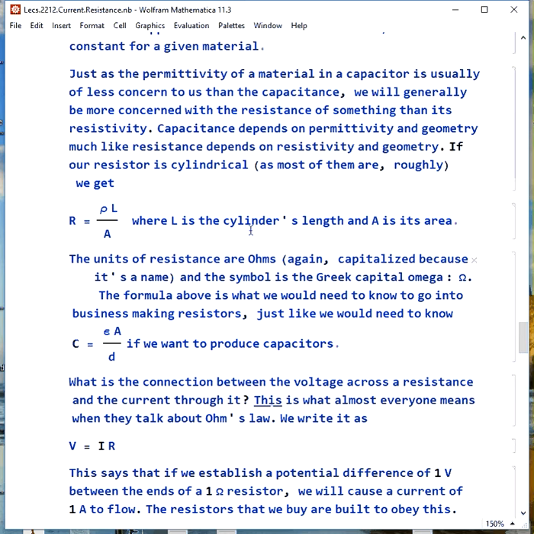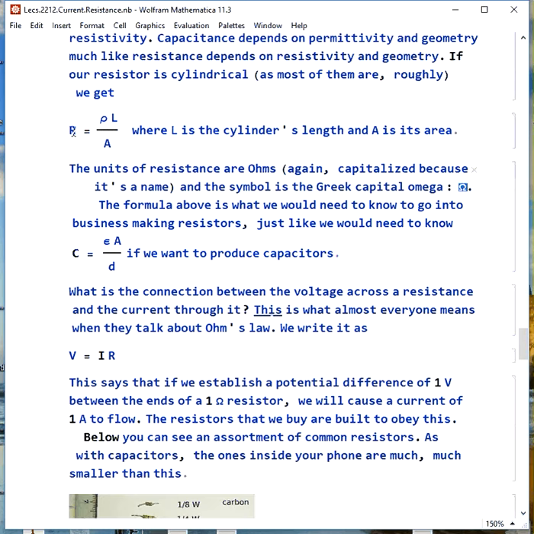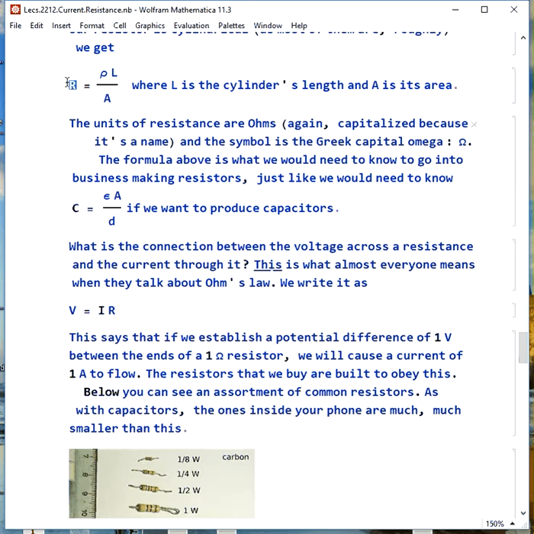We're going to assume our resistor is cylindrical because that's a very common form factor for them. And our formula is the resistance R is ρ times L over A. L is the length of the cylinder, A is its area. The units of resistance are ohms, and this is again somebody's name, and our symbol is the Greek capital Omega. The formula here is what we would need to know if we were going to go into business making resistors, just like we'd need to know C equals epsilon A over D if we want to go into business making capacitors.